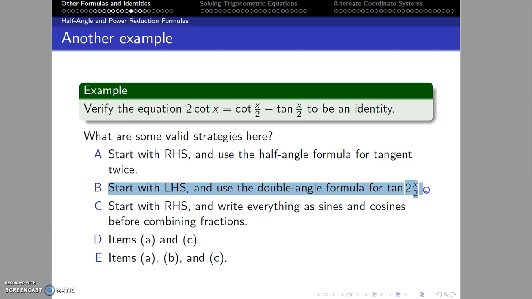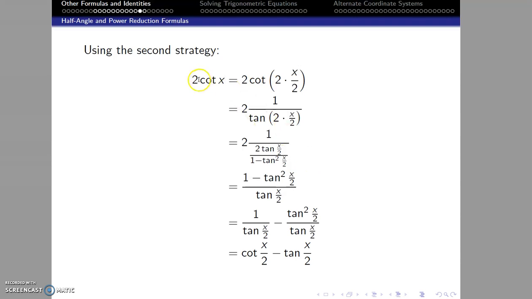Strategy 2: start with the left-hand side, so start with 2 cotangent of x, and use the double angle formula for tangent. Now let's give it a whirl. 2 cotangent of x is 2 cotangent of 2 times, or double, x over 2. So using our appropriate formula there, which is actually a double angle formula for x over 2, we get 2 times 1 over 2 tangent of u over 1 minus tangent squared u, where u is x over 2, so 2 tangent of x over 2 minus 1 minus tangent squared of x over 2.